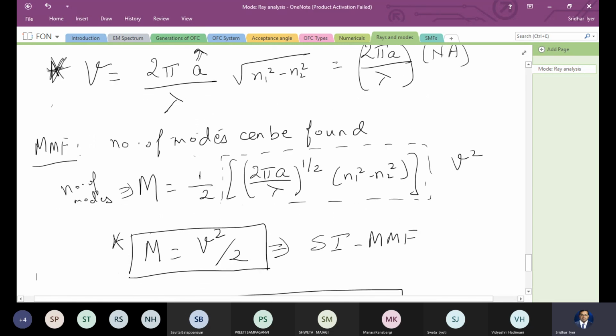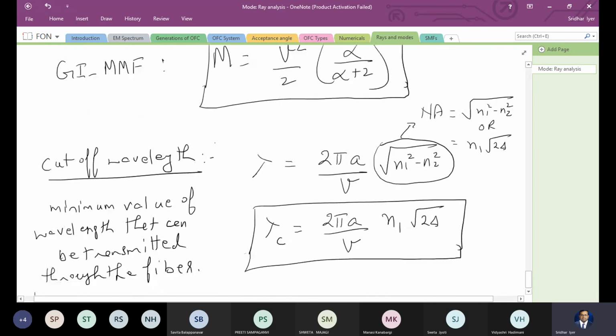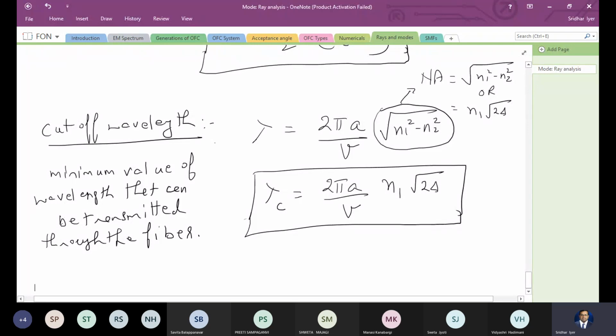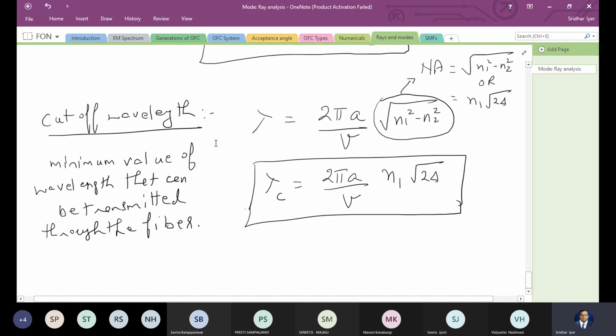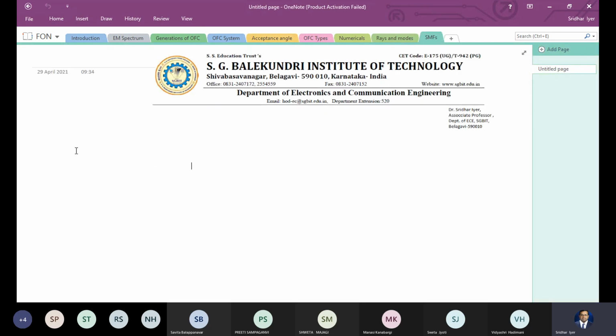Then I gave you equations for the multimode fibers and how we can find the number of modes, capital M, depending on if you have a step index fiber or a graded index fiber, right? And then lastly, we discussed what is this cutoff wavelength. The cutoff wavelength is the minimum value of wavelength that can be transmitted through the fiber, and we found an equation for the cutoff wavelength, which is in terms of V number, radius of the core, the refractive index, and delta, which is the index difference, right? So now today let's solve some numericals based on V number, cutoff wavelength, and the single mode fibers.